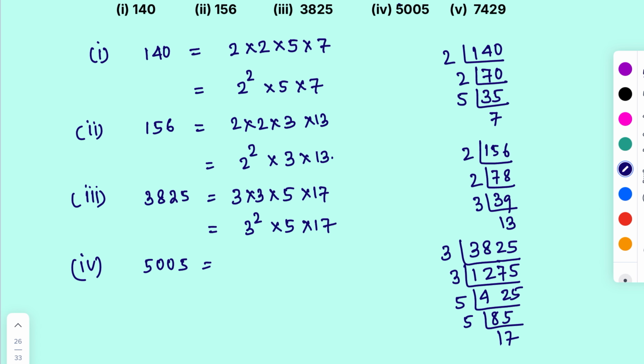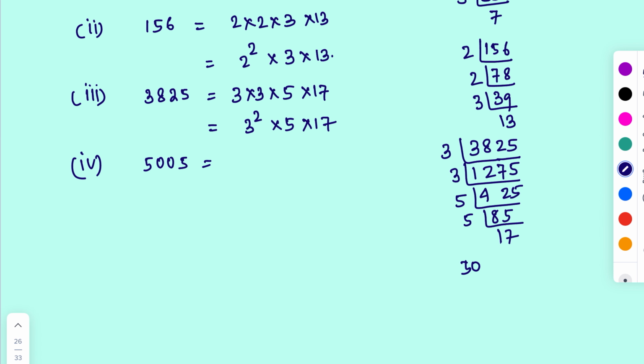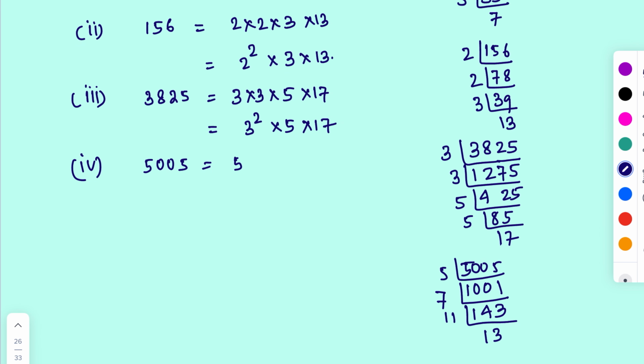And next is 5005. 5005, we can divide it by 5. So it will be equal to 1001. Now 1001, we can divide by 7. 7 1 is 7, 7 4 is 28, 7 3 is 21, that is 143. And 143 we can divide by 11. 11 1 is 11, 11 3 is 33. So we can write this as 5 into 7 into 11 into 13.